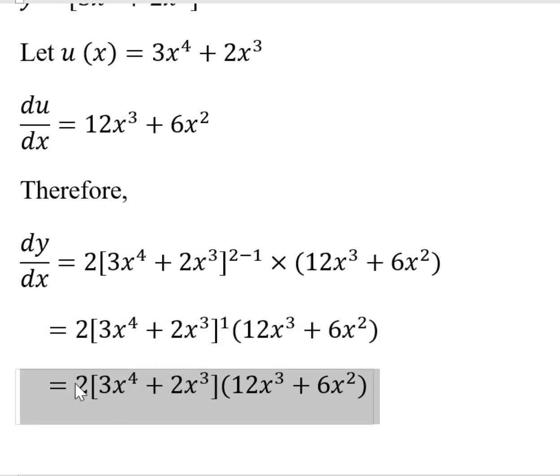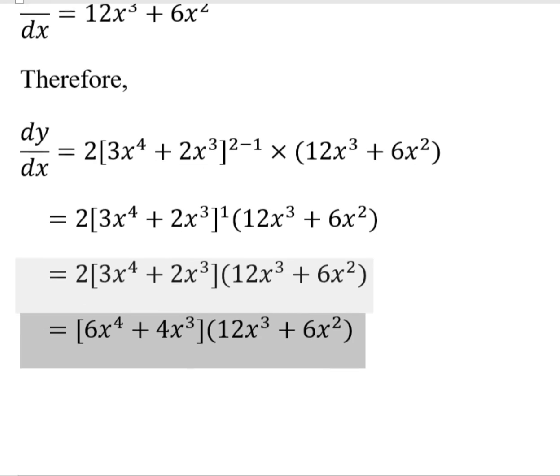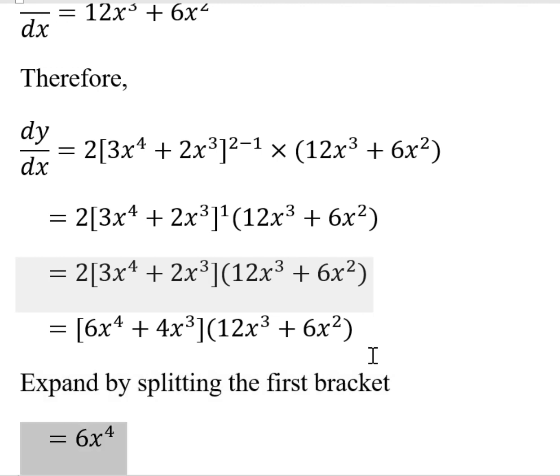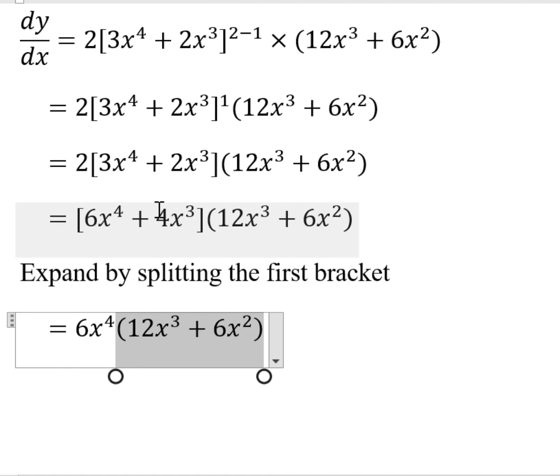If we start multiplying 2 by what we have in this first bracket, in an effort to simplify, we shall have 6x raised to power 4 plus this times this, giving us 4x cubed. Then multiply by the whole of this bracket. Now we want to simplify further, so split this bracket and multiply each of the terms by this bracket. So we shall have 6x raised to power 4 times the whole of this, and then plus 4x cubed times the whole of this again.